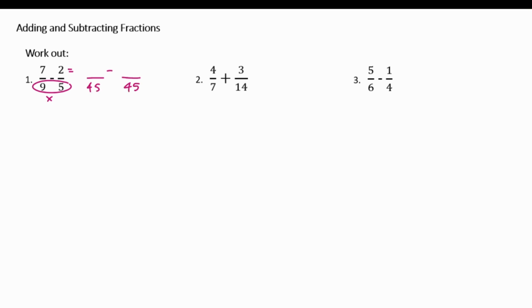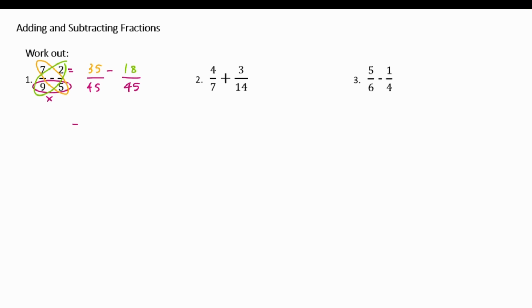Now to get the first numerator, we're going to take the first numerator of the fraction we've got and multiply it across with the second denominator. So 7 times 5 gives us 35. And now to get the second numerator, we're going to use the second numerator of the fraction they've given us and multiply it across with the first denominator. So 2 times 9 gives us 18.